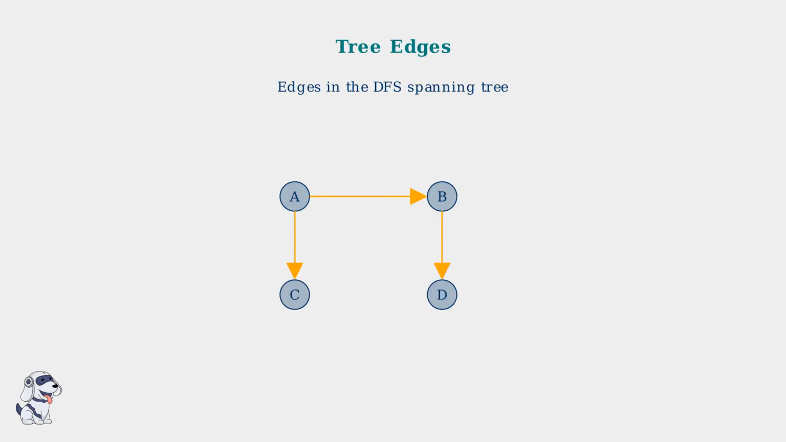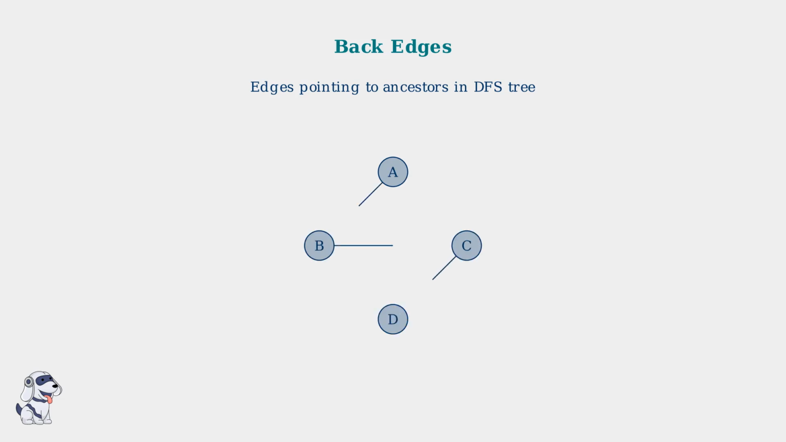Tree edges are the edges that are part of the DFS spanning tree. These are the edges we traverse when we first visit a vertex from another vertex. Tree edges connect a vertex to its children in the DFS tree structure. Back edges connect a vertex to one of its ancestors in the DFS tree. These edges point backwards in the traversal order and are crucial for cycle detection. When we encounter a back edge, it indicates the presence of a cycle in the graph.